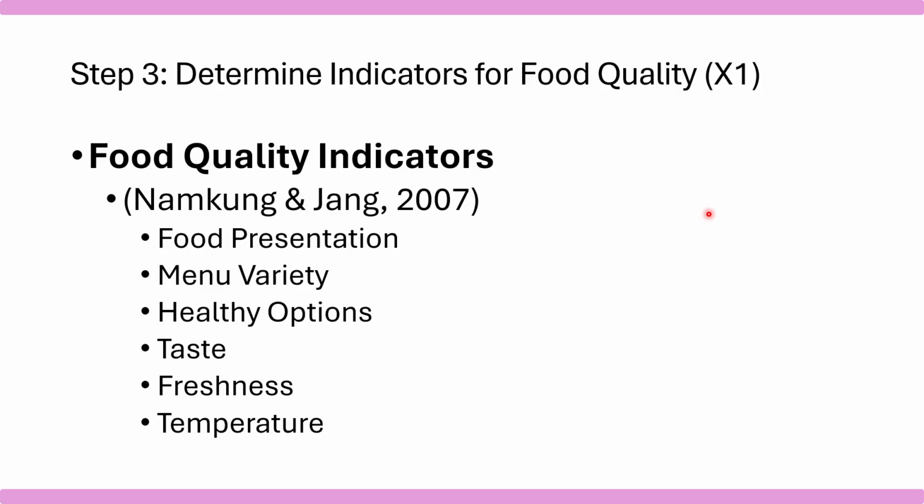If you remember what I talked about in the last meeting, regarding how many questions you have to make on the questionnaire, you have to make a minimum of 2 for each indicator or sub variable. So let's say the food quality here has 6 indicators. So you have to multiply by 2. So the minimum number of questions you have to make for food quality is 12.